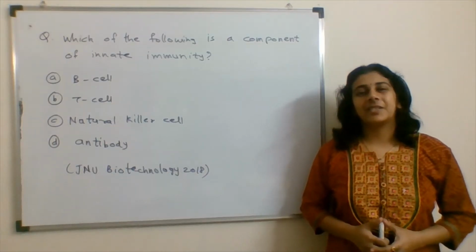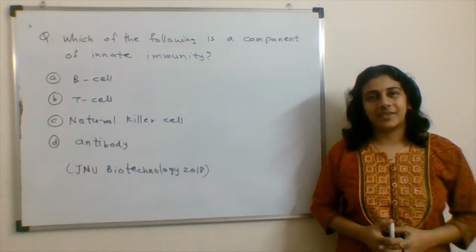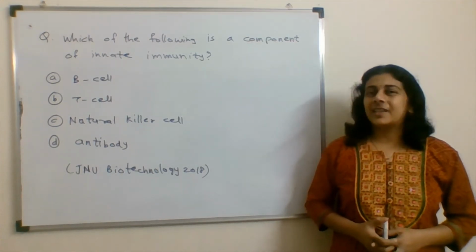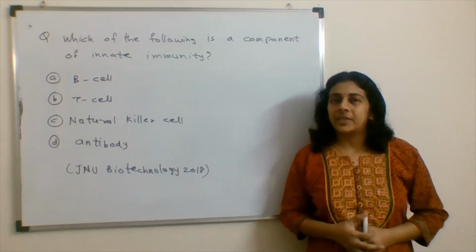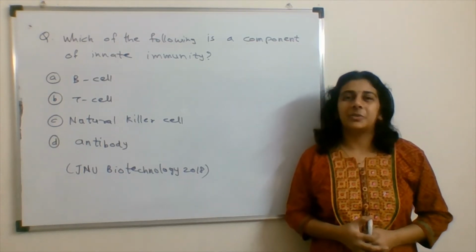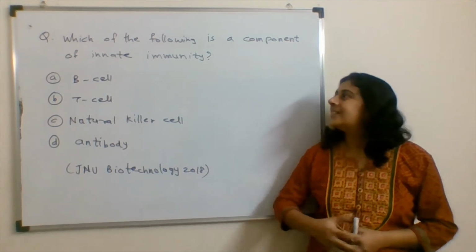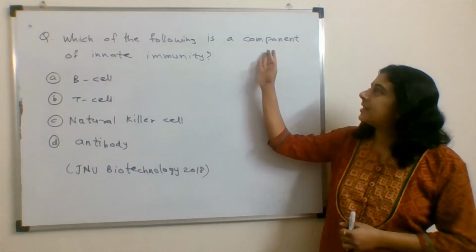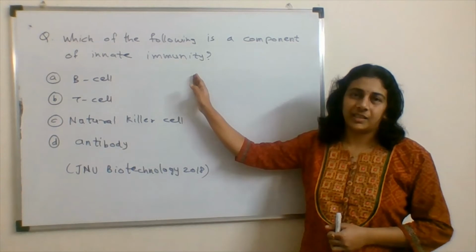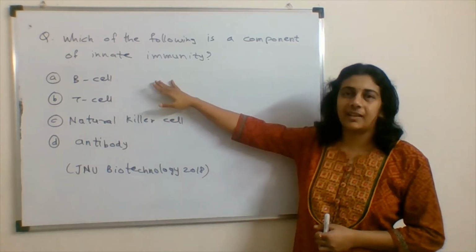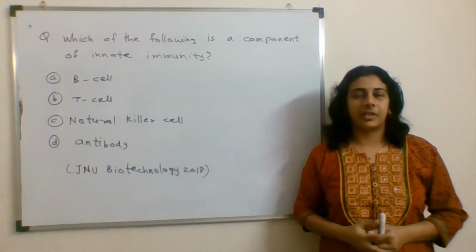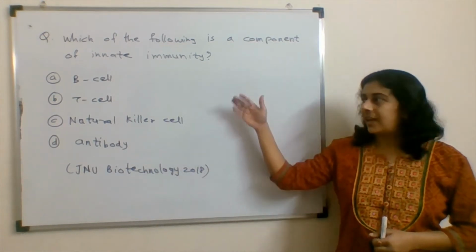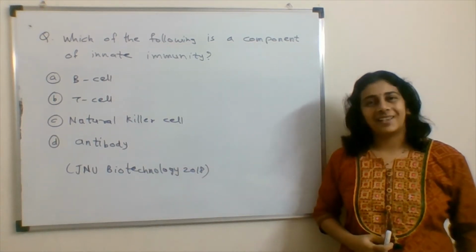Here we solve questions from various MSc entrance examinations. So let's have a question for today's video. The question is from JNU Entrance Examination 2018. Which of the following is a component of innate immunity? The options are B cell, T cell, natural killer cell or antibody. So let's have a look at each option to find the answer.